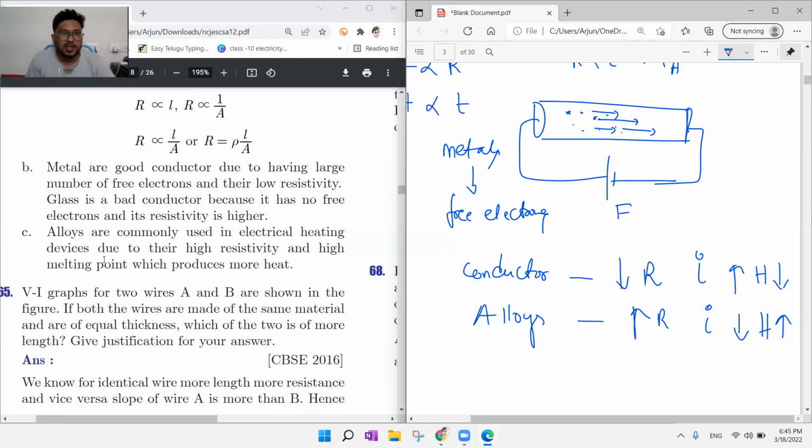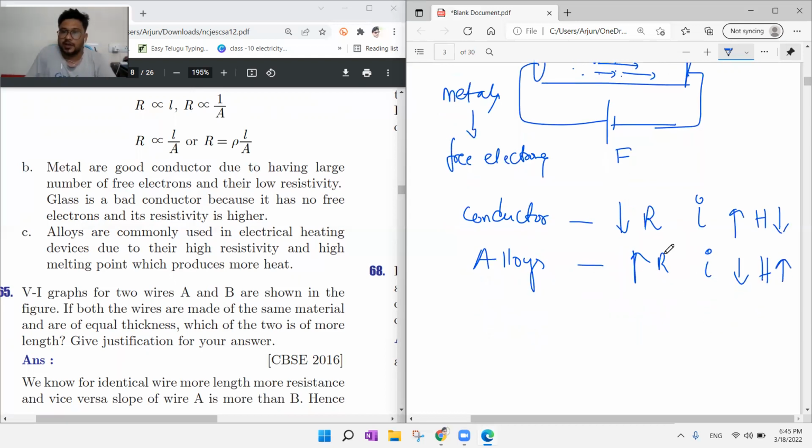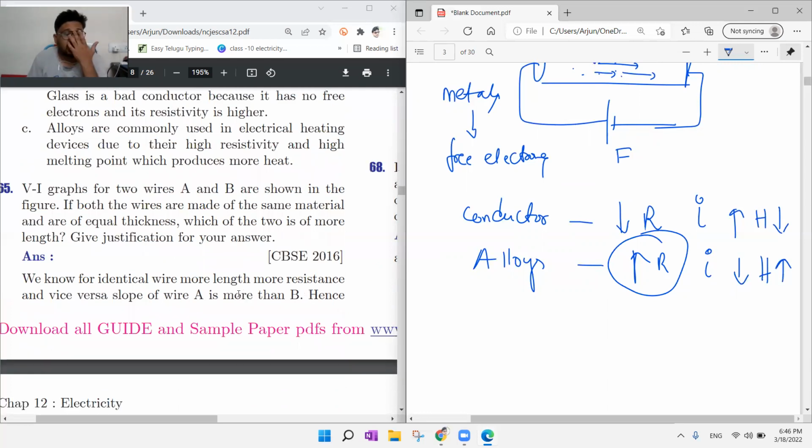Alloys are commonly used in heating devices due to their high resistivity and high melting point. This is the point you have to write: high resistivity. When resistance is high, the melting point also will be high, so they are used in heating devices. When current is given, the heating element, that filament or coil, will oppose the flow of charges and resistance will be so high, then the current rate will be less and heat will be more. That is the concept we have to understand.